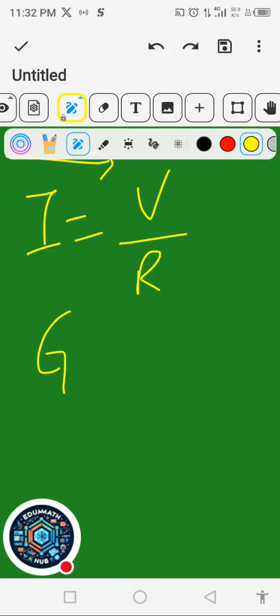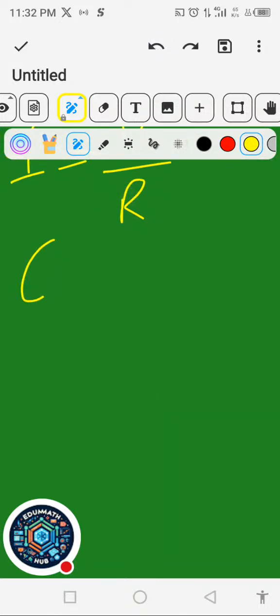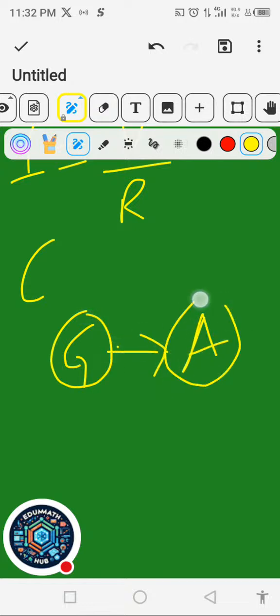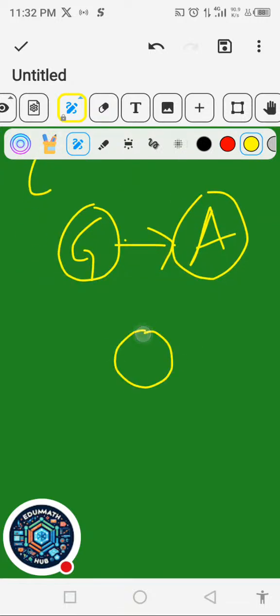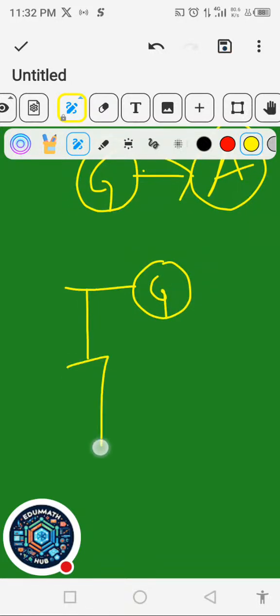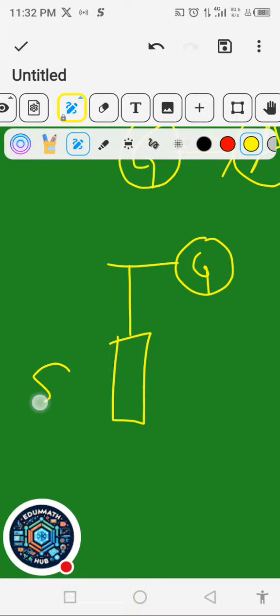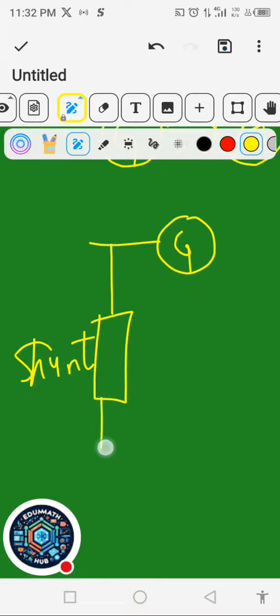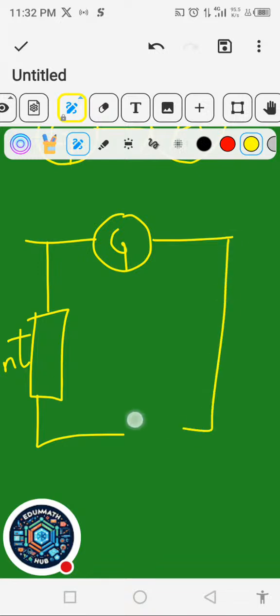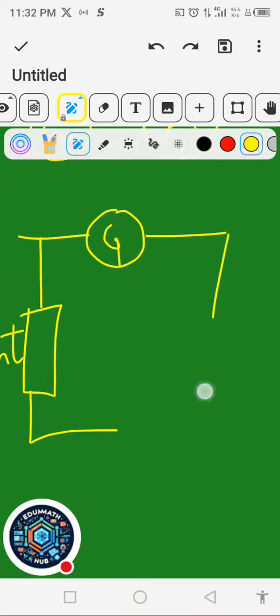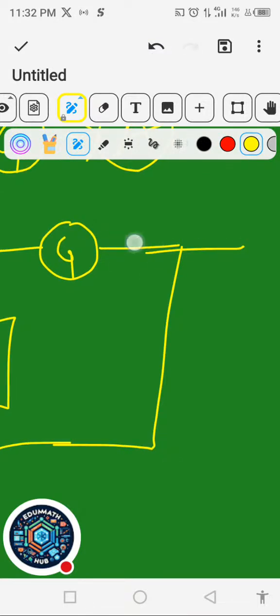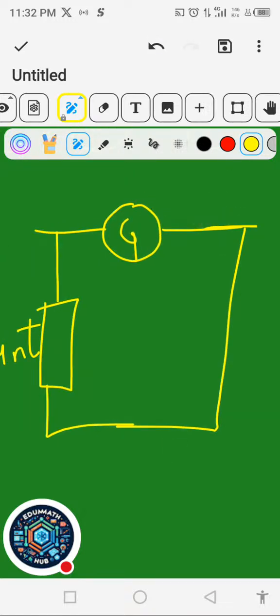Want to convert galvanometer to ammeter. It's very simple. Use the galvanometer here. You connect what is called a shunt. A shunt is just a resistance. You connect it in parallel, like this, to the galvanometer. This galvanometer will now turn to an ammeter. You can see I'm using a low resistance shunt to turn it to an ammeter.